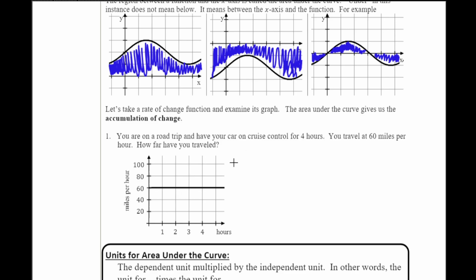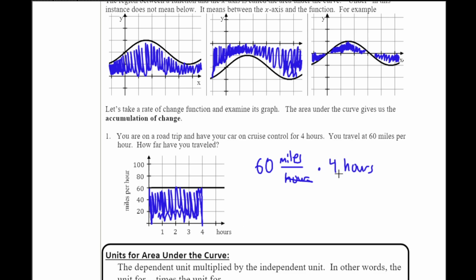But if you're looking at a graph, you have a graph here of the rate. You can see it's miles per hour, that's the rate. If you take an integral of a rate, so from 0 to 4, which is the area underneath the curve of the rate, that gives you the total amount, the accumulation of change. So you see this is a rectangle, the length here is 60, the width is 4, so it's 60 miles per hour multiplied by 4 hours. The hours cancel out, and you're left with 240 miles.